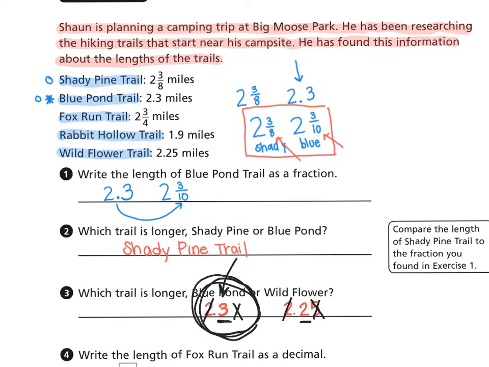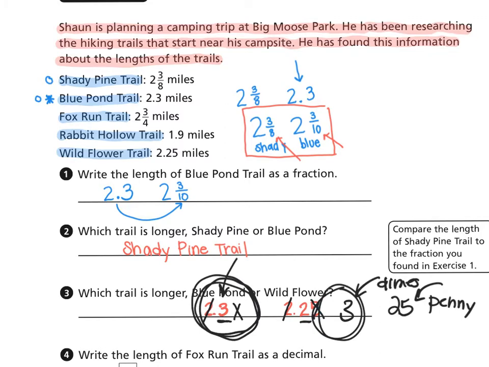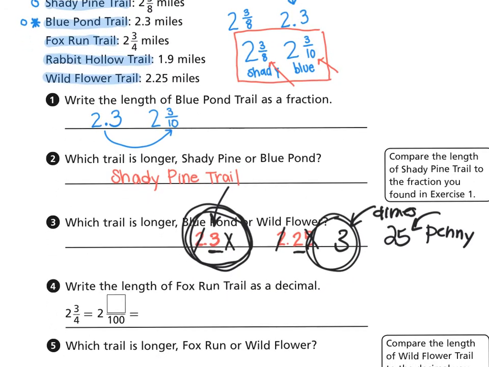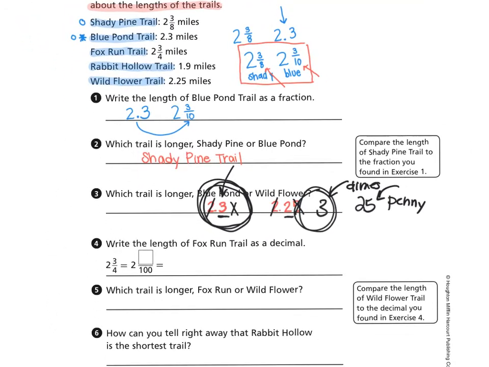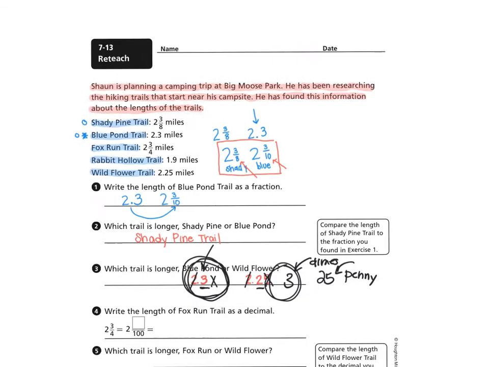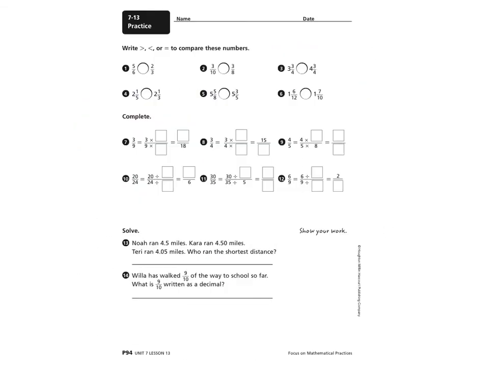Many of you guys on your quiz got that incorrect because you were thinking, well, 25 is bigger than 3. But what you're thinking of is 25 pennies, and you should be thinking 3 dimes. 3 dimes is more than 25 pennies because I've got 30 cents there. Okay? Head on back to Notability, and I want you to go to the next page.